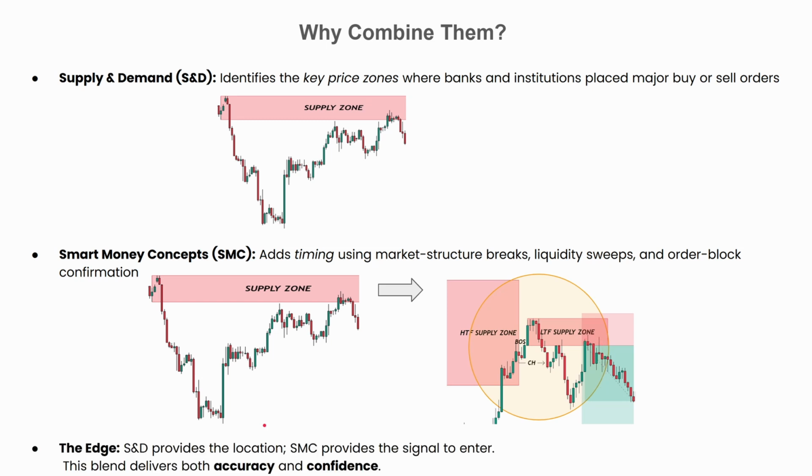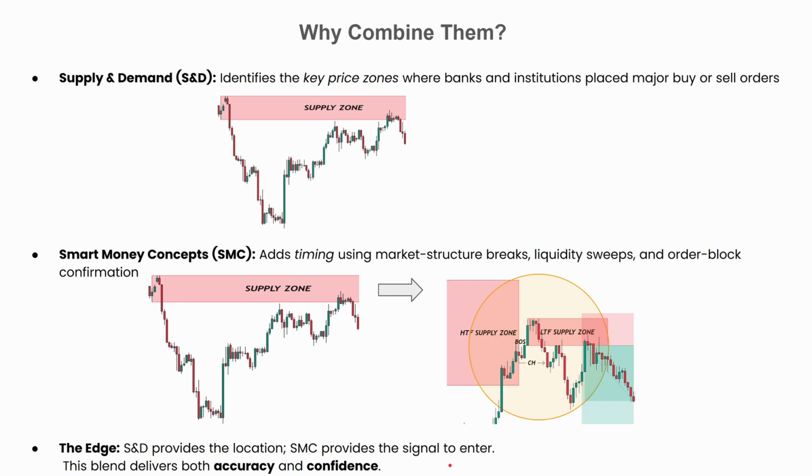Okay, as you can see, supply and demand will provide the location. The way we identify this location is the supply zone. So what do you do as a trader? You wait for the price to come into your zone. Don't panic. Don't trade from any other place. Wait for that zone to be mitigated. So once the price has come to that zone, now it is time to bring the card of SMC. SMC will provide the signal to enter.